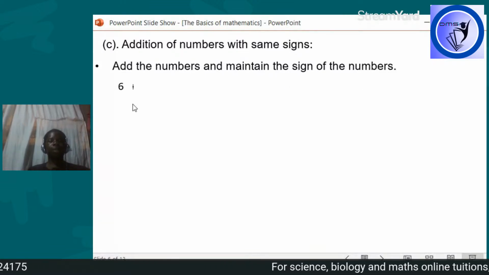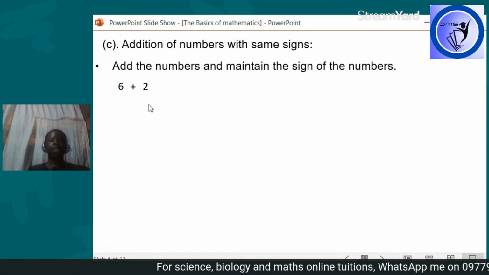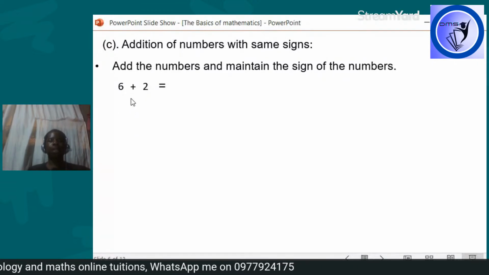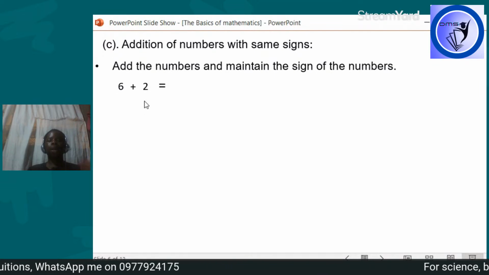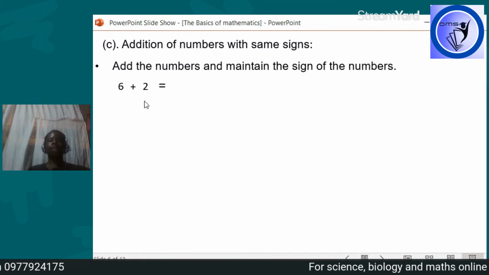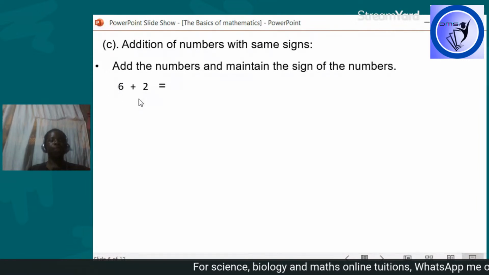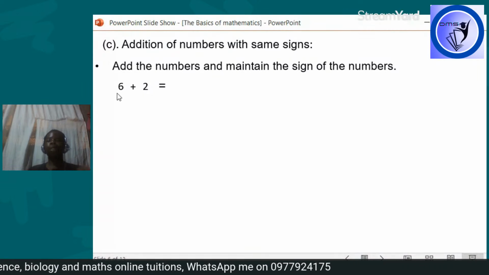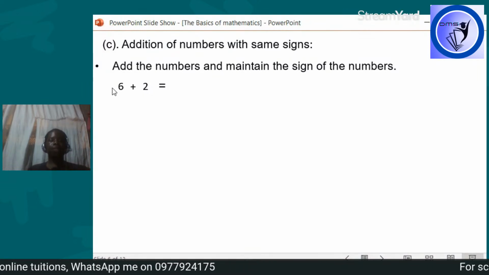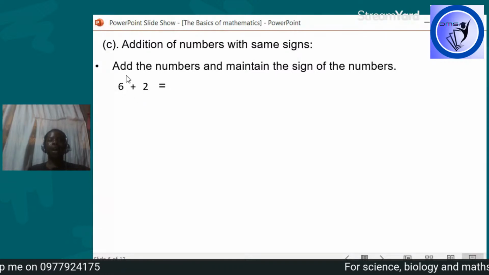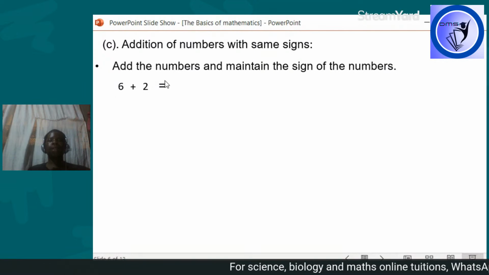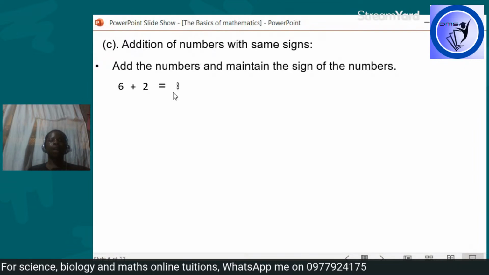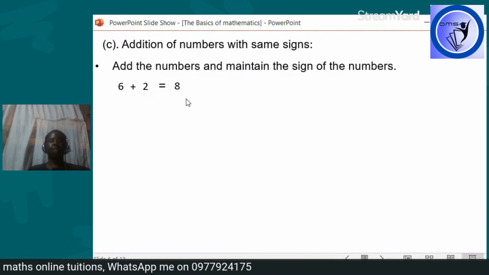Let's say we have 6 plus 2. So 6 plus 2, these are positive. We are adding numbers of the same sign, so when we add, we are going to retain the positive because these numbers have got a positive sign. 6 has a positive sign, 2 has a positive sign, and we are adding them. According to this condition, add the numbers and maintain the sign of the numbers. So we'll just go ahead and add and get 8. So 8 will be positive.